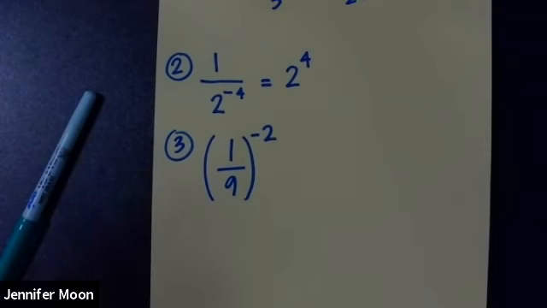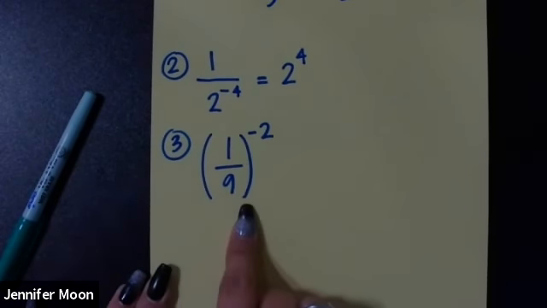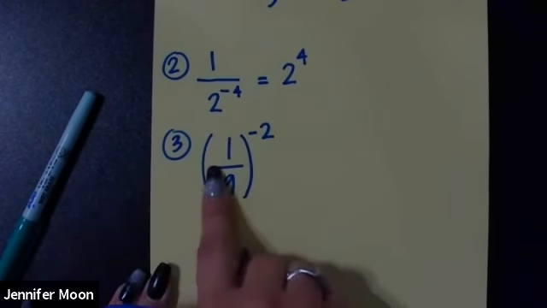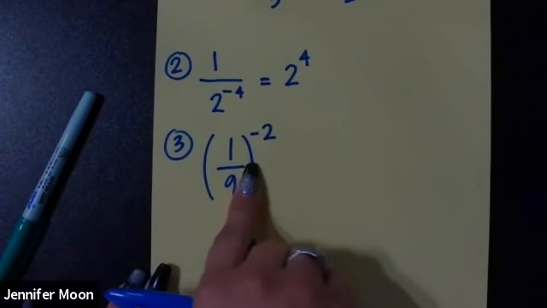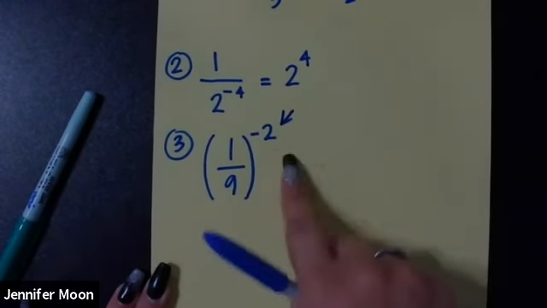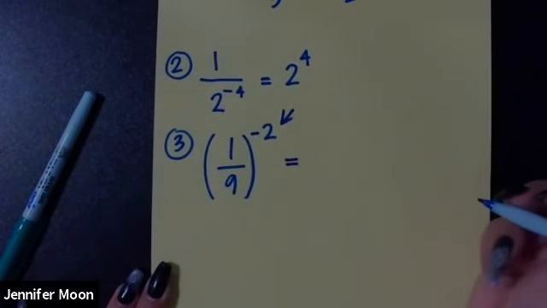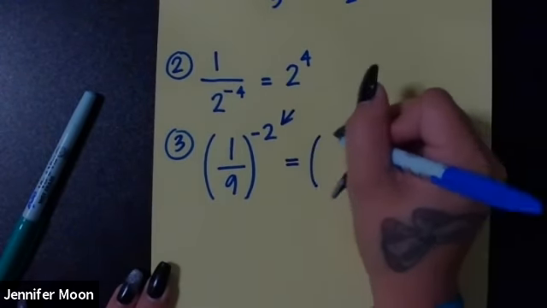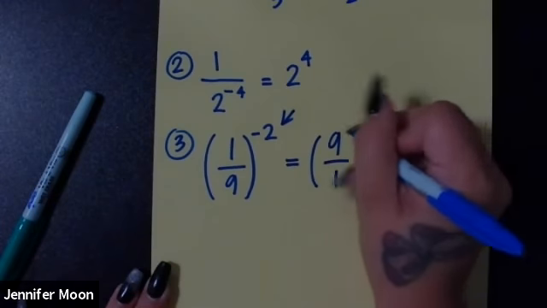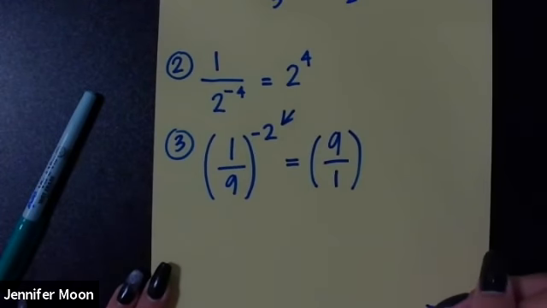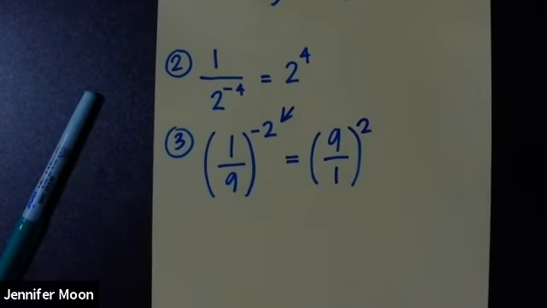So this is like a shortcut. If you see something in parentheses and it's in a fractional form and it's being raised to a negative power, what you do is you flip your fraction and your power becomes positive.